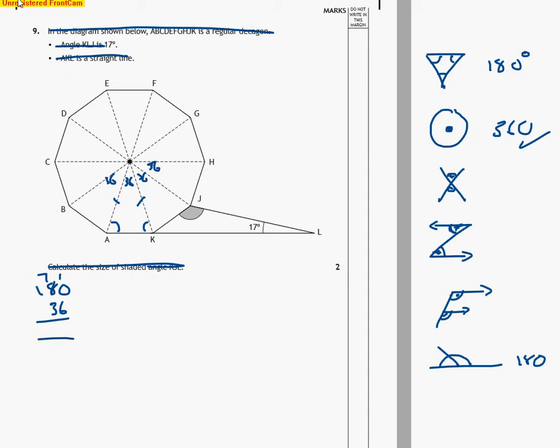So we've got 180 degrees in a triangle, and we know that one of them is 36. So what does that leave us then? 144 degrees between these two angles. Divide that by 2. 2 into 14 is 7, so 72. So I know these angles here are 72, 72, 72, and 72.